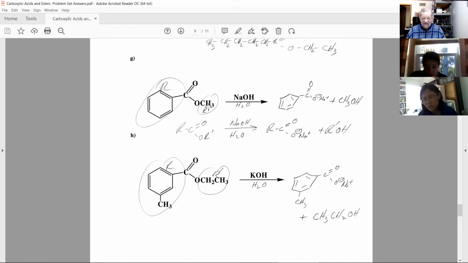Carbonyl, oxygen, carbons here, ester. This is my R, this is my R prime. I get this carboxylate anion and this alcohol. Now the carbon with the oxygen in R prime will be the carbon with the hydroxyl group in this alcohol.